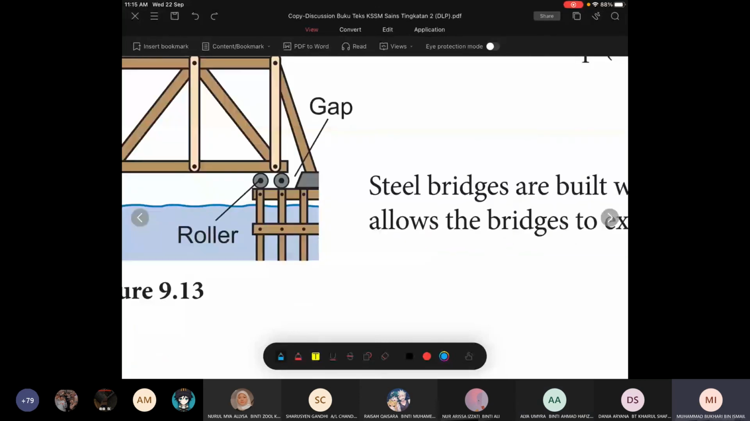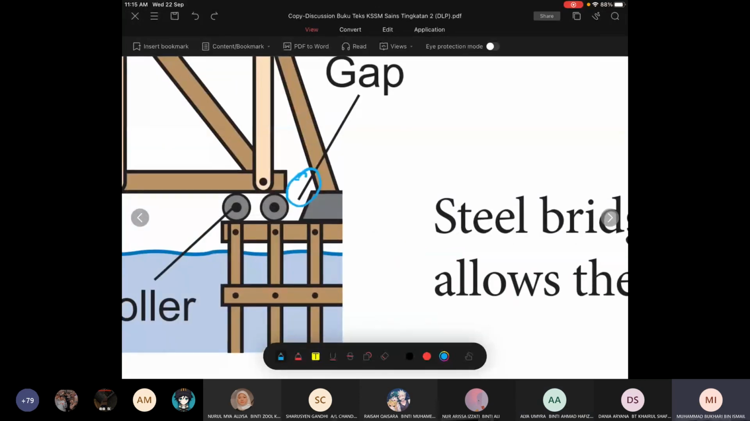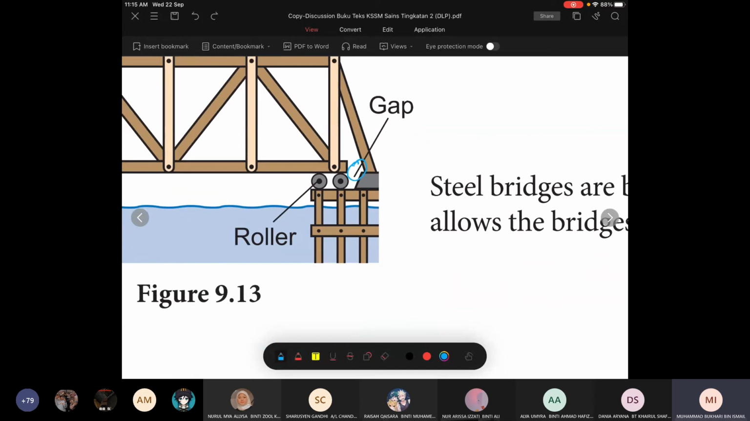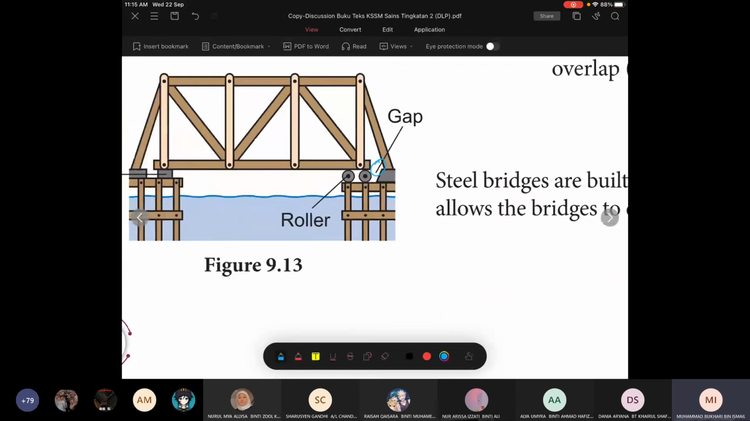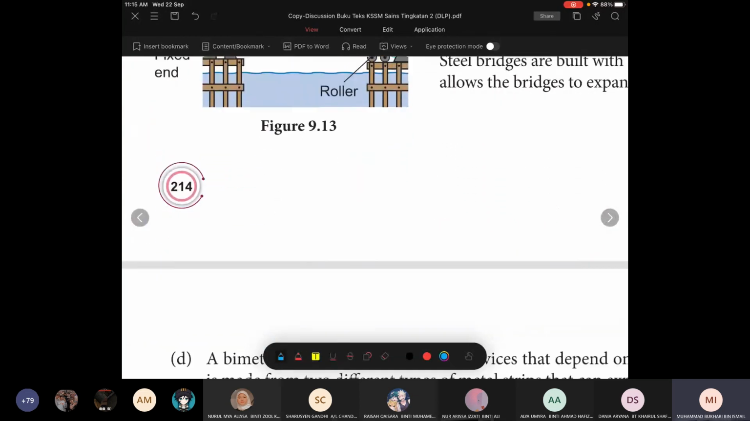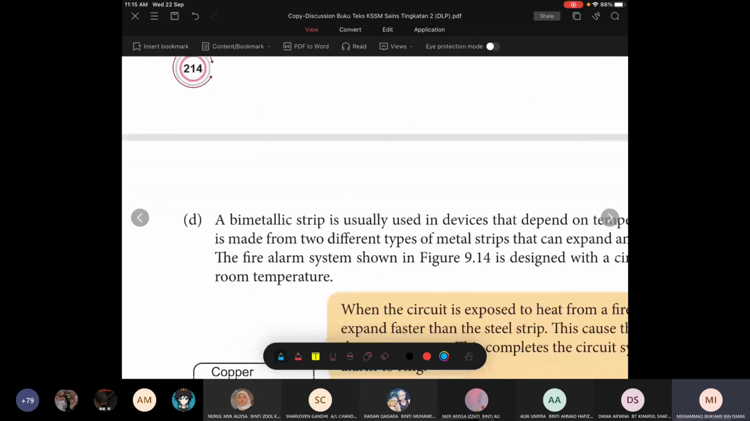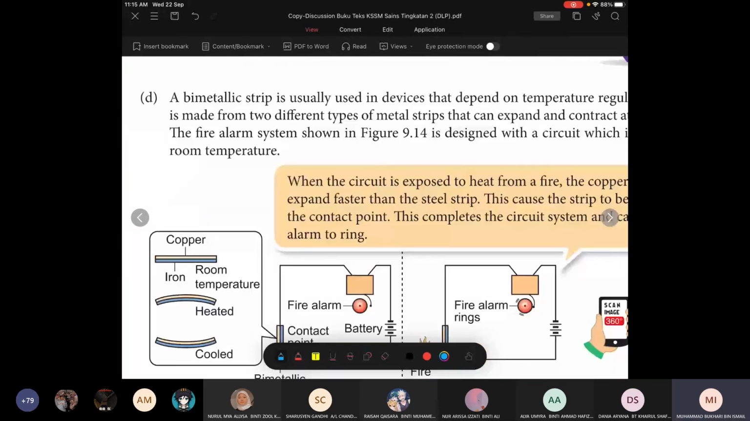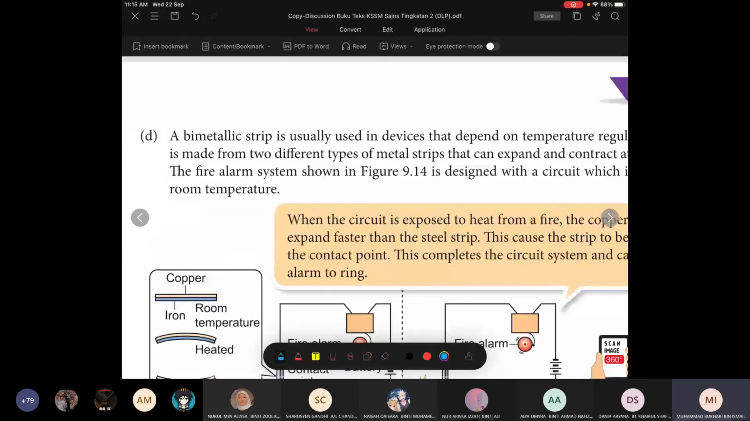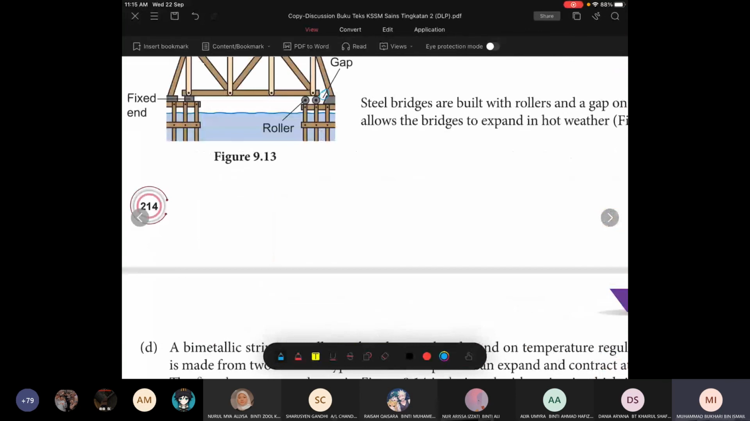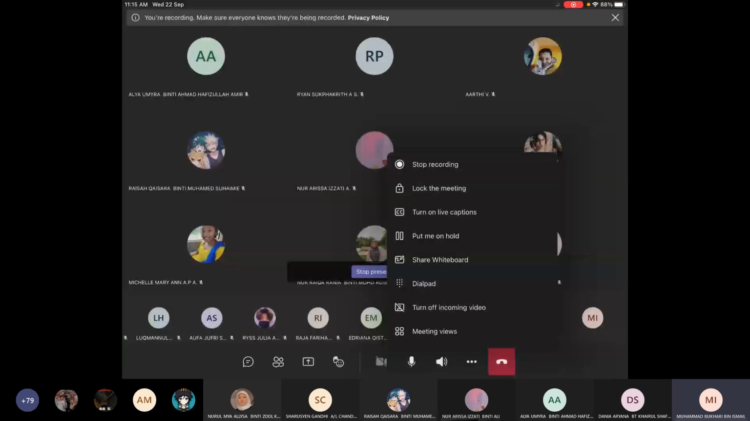And then you can see the gap also. You can see the gap here to give some space for the bridge to expand or contract. Okay, the next thing you are going to see is about the bimetallic strip. So I'm going to stop recording.